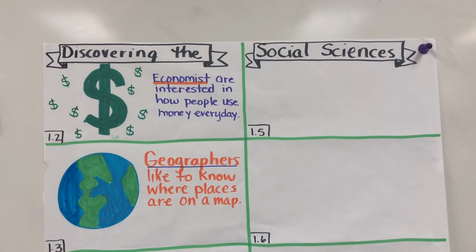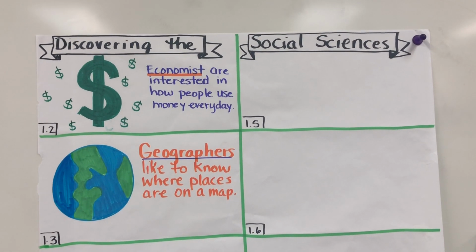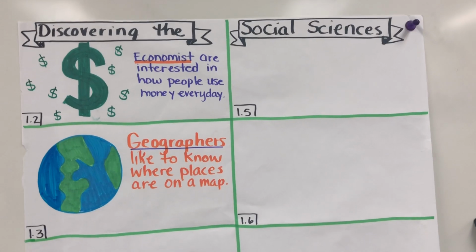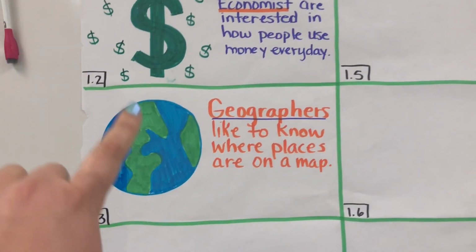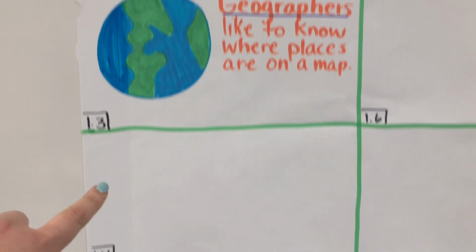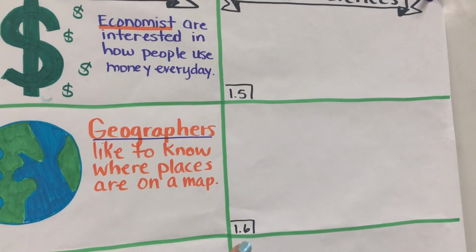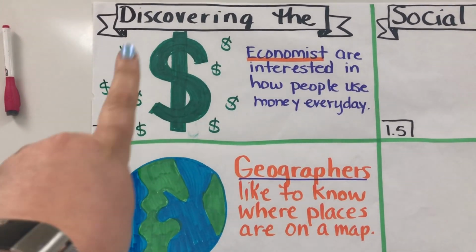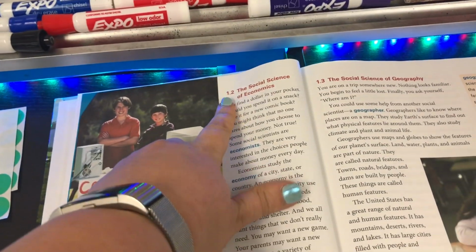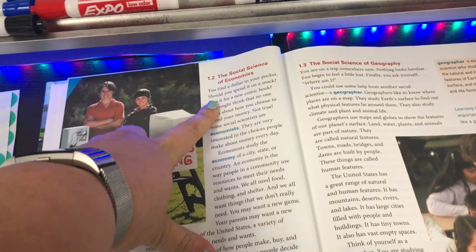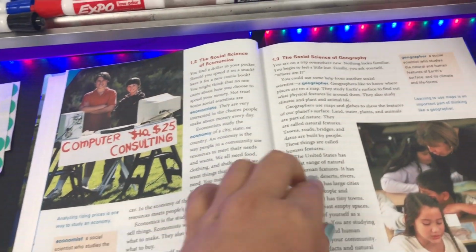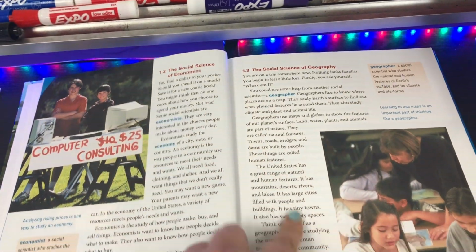So let me show you what I created. This is the one that I was starting to do for them so that they can see an example of something they could do. And I showed them how they could label each box by the section that each box was about. And I want to show you, I got this information from the book itself. So this is section 1.2 that talks about all the economists. This is section 1.3 that talks about the geographers.